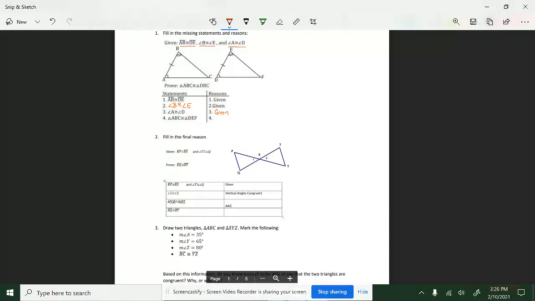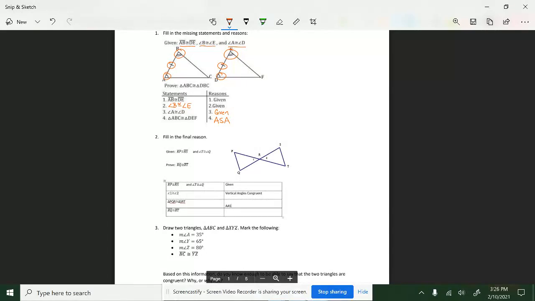Now that we have those things, how do we know the triangles are congruent? Well, if you look at what we have marked up here, we've got angle, side here in the middle, and then another angle. So we got angle, side, angle. 2 pairs of congruent angles with a pair of congruent sides in between.